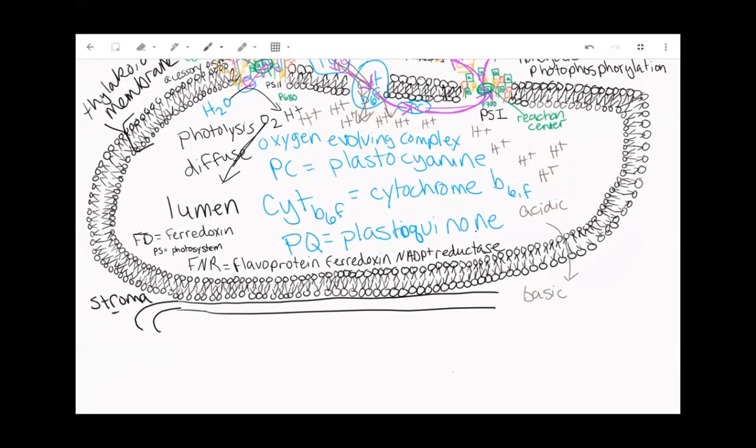And so we now have a battery, right? We've got a slightly acidic pH here and a slightly basic pH on the outside. And now what we're going to do is use the battery that we just built by pumping protons across the membrane to run photophosphorylation.